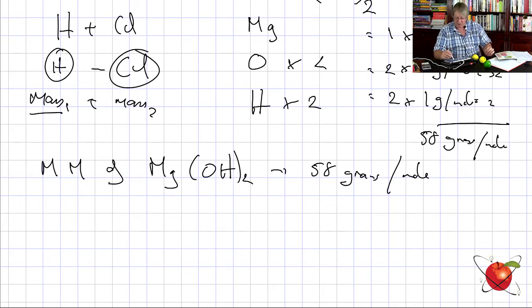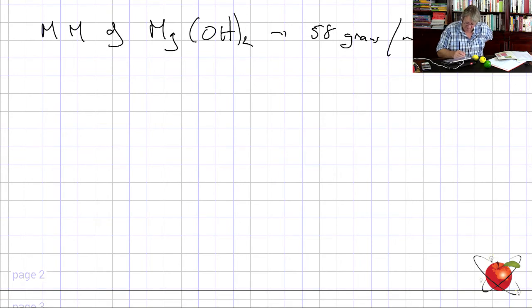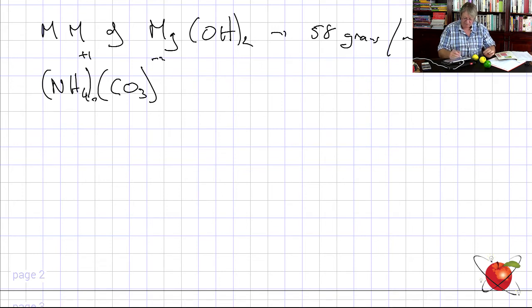No, let's take ammonium carbonate, right? Remember, ammonium was NH4 and carbonate was CO3. Now we don't know the formula, so we've got to say, whoa, hang on. CO3 was -2 and NH4 was +1. So what does it mean? It means that I need to have 2 of these and 1 of those, but we don't write that one at the bottom, do we?